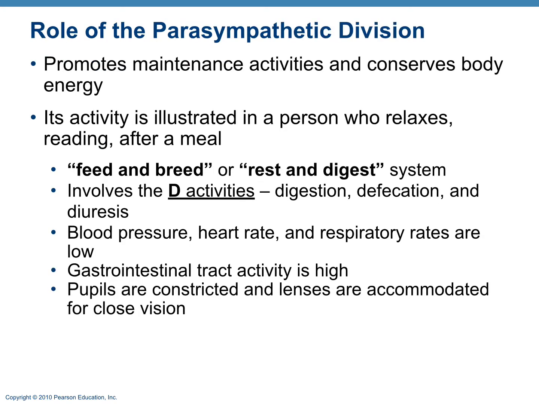So when we look at the parasympathetic nervous system, what are some of the activities that it causes? Well, a couple of little memory cues to remember are feed and breed, rest and digest, because those activities are controlled by the parasympathetic nervous system. Also the D activities: digestion, defecation, and diuresis, diuresis being the formation of urine. Some other things that are controlled by the parasympathetic nervous system: at rest, blood pressure, heart rate, and respiratory rate. Your GI tract activity is controlled by the parasympathetic, so that's the digest portion there, right? Pupils are constricted, and lenses are accommodated for close vision when the parasympathetic nervous system is active.